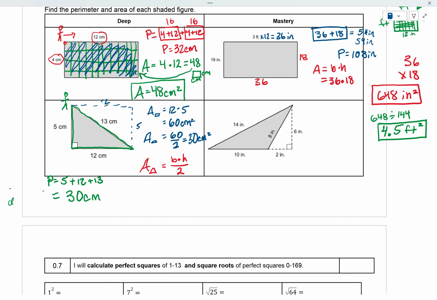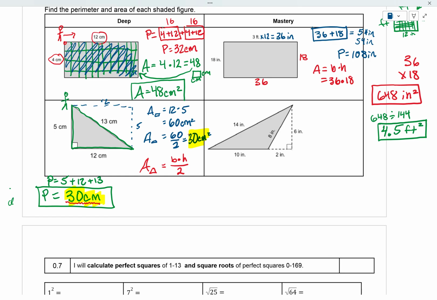Wait a minute, can we both have the same answer? No, they're not the same answer, friends. Why are they not the same answer? They're the same number, but they're not the same answer. Remember, centimeters is a distance. You are running a length of 30 centimeters.